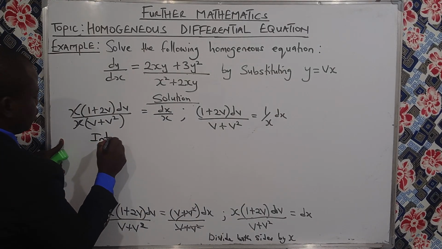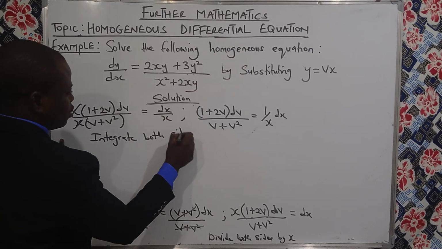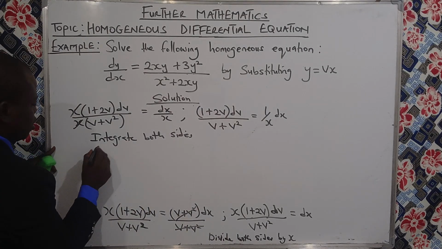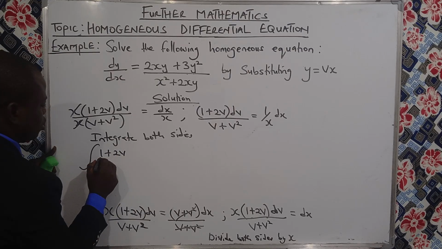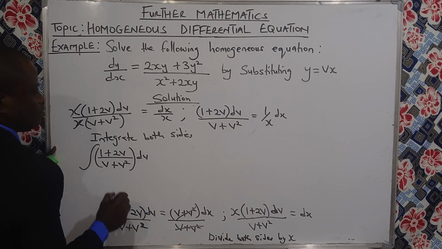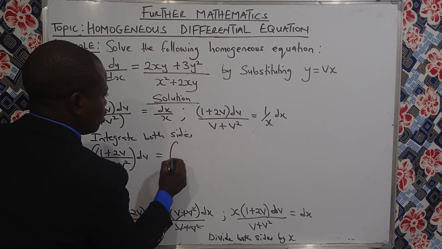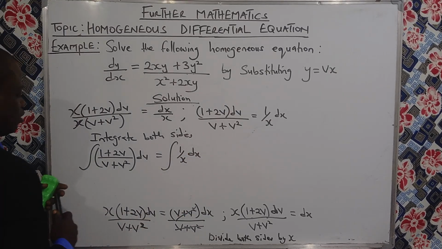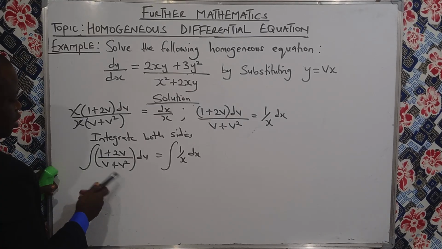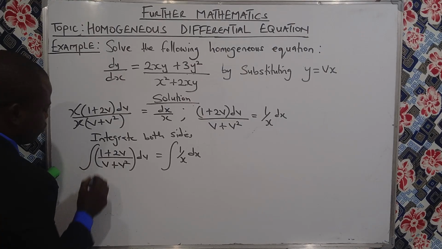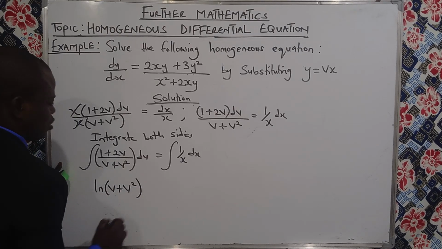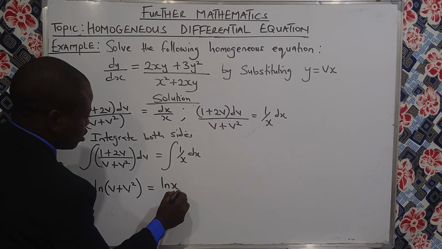Now let's integrate both sides. Since we have v on one side and x on another side, we can integrate both sides. Integral of 1 plus 2v over v plus v squared dv equals integral of 1 over x dx. Now the integral is ln of v plus v squared, which gives us what we have at the numerator. Ln of v plus v squared equals ln x plus c.